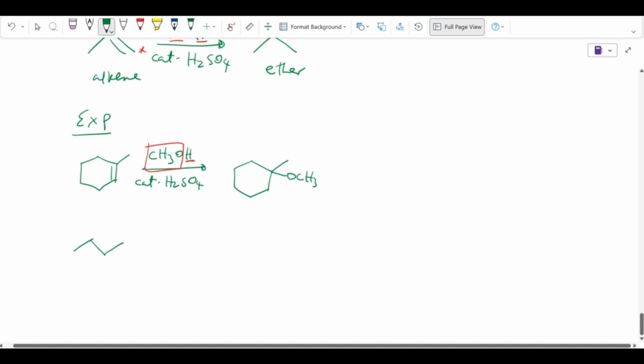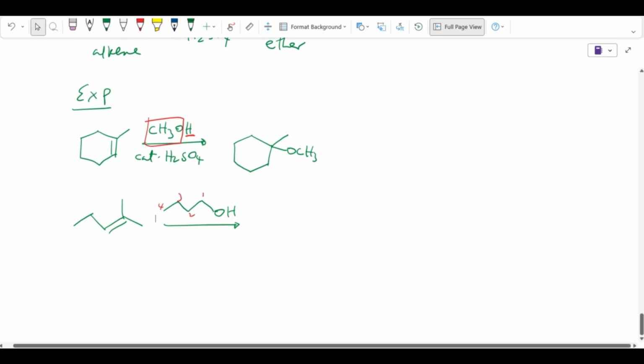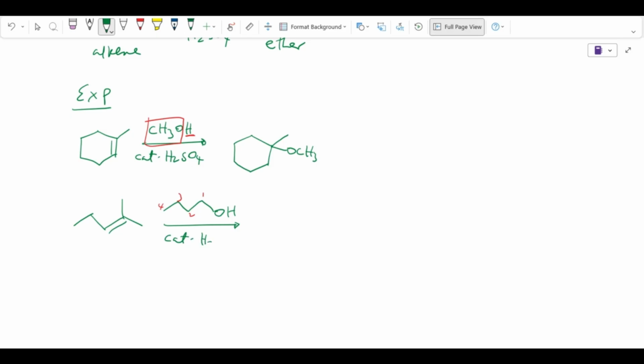Another example, if you treat this alkene with this alcohol, butan-1-ol, this is 1, 2, 3, 4. So butan-1-ol. That's the name of the alcohol. So this reaction is taking place under acidic conditions. What's going to be the product of the reaction?